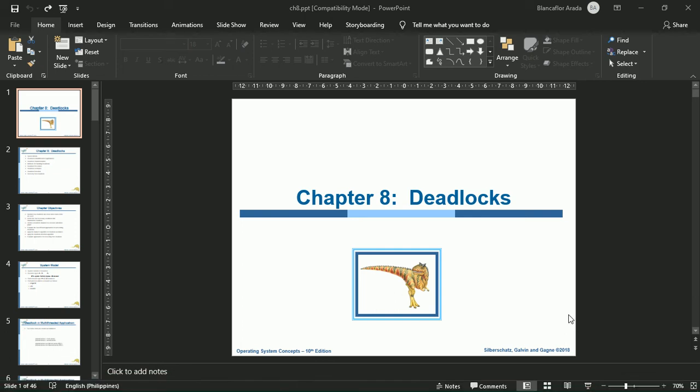So we're already in the 8th chapter of the Operating Systems lecture series. Chapter 8 is all about deadlocks. I've already mentioned real-world examples of deadlocks in the previous lessons. As I've said, it has its own dedicated chapter. So what are you waiting for? Let's start our lesson for chapter 8.